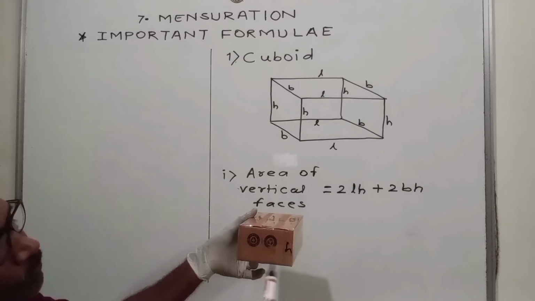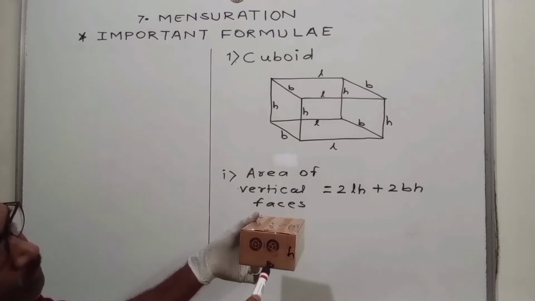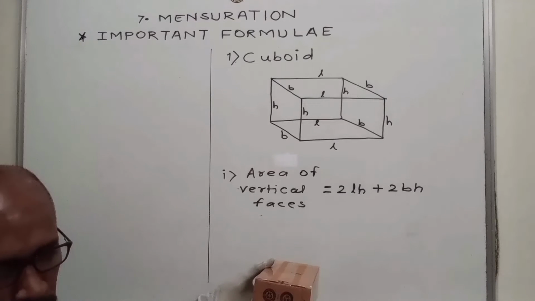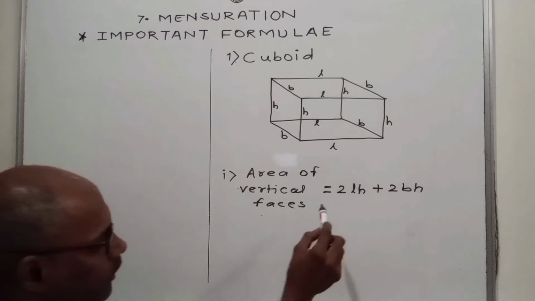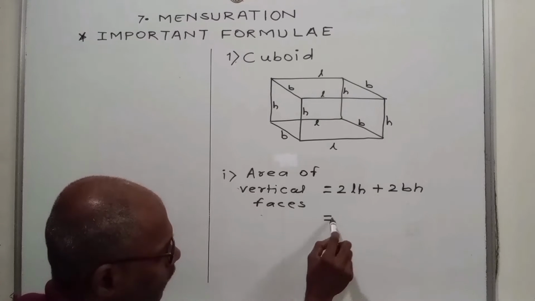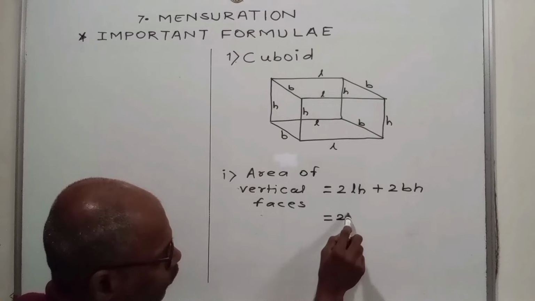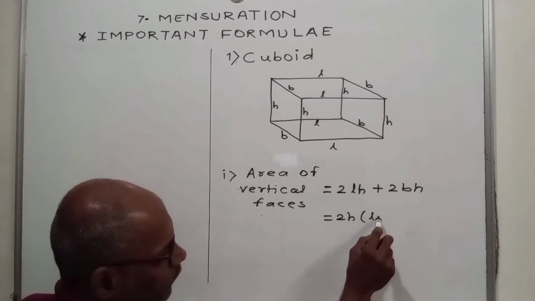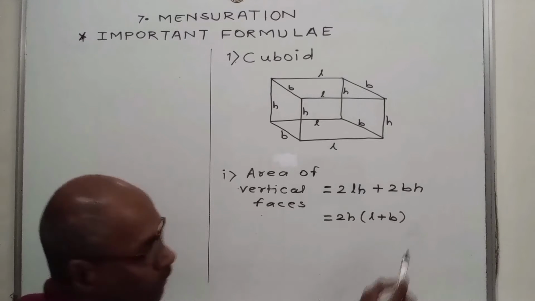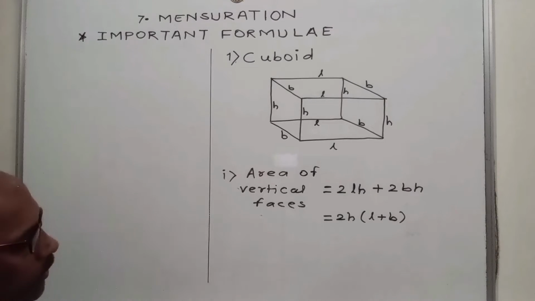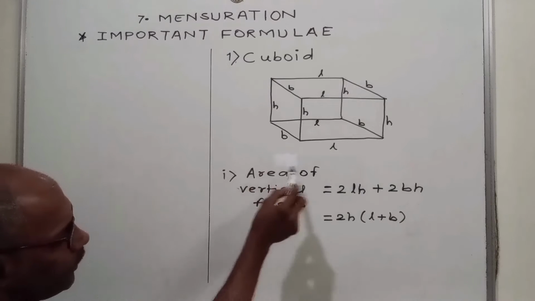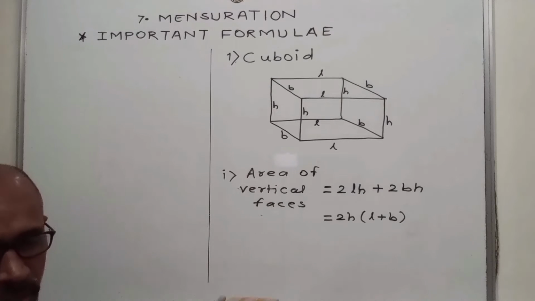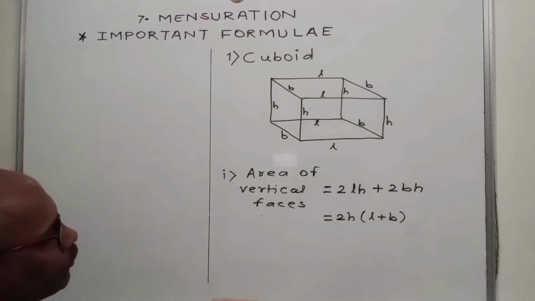This is B and this is H, means breadth into height, and two faces. Therefore our formula is 2H common and bracket L plus B. This is, we say, formula number 1, area of vertical faces of cuboid.